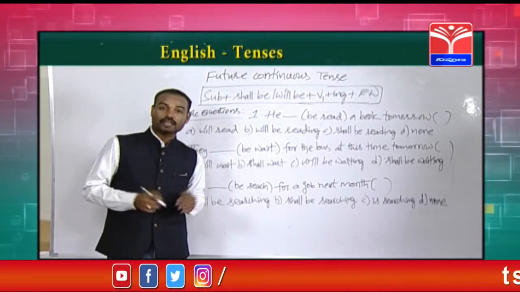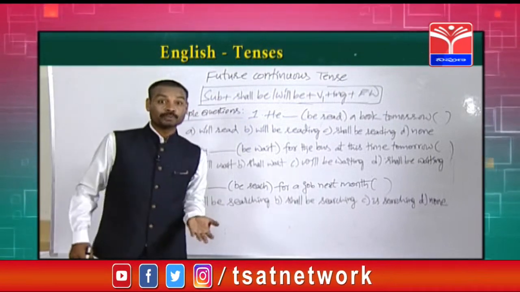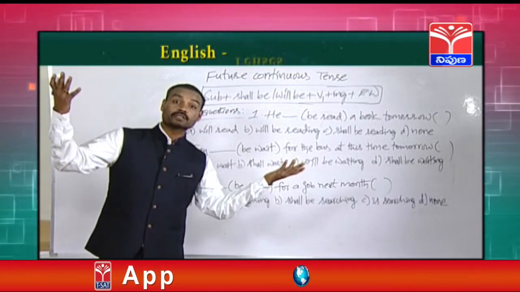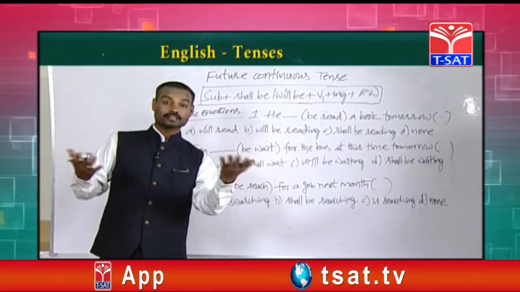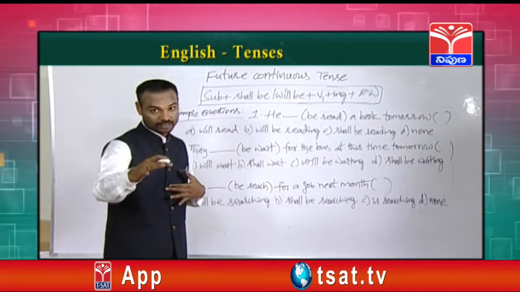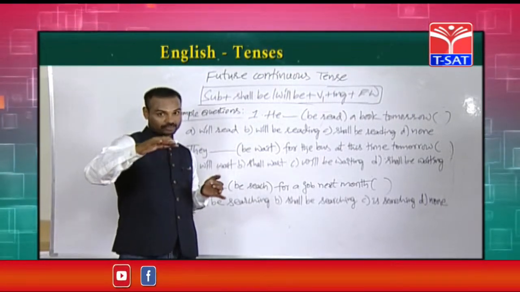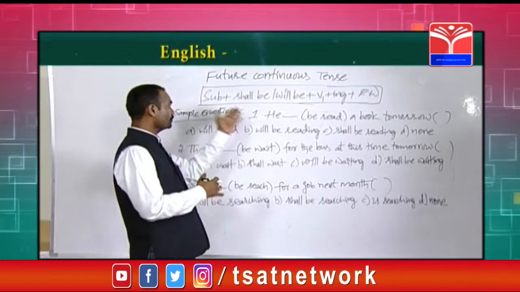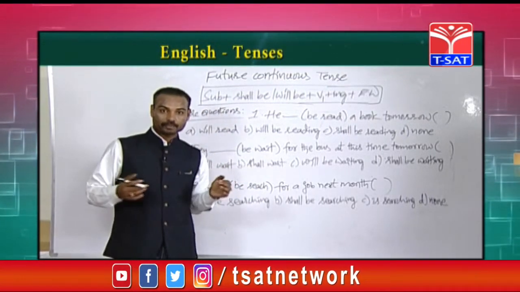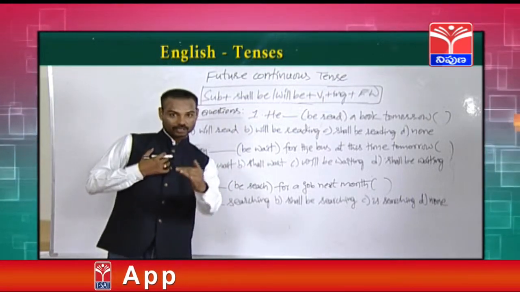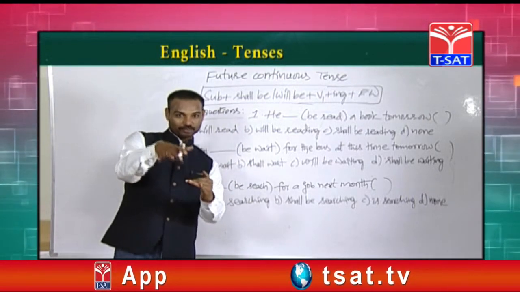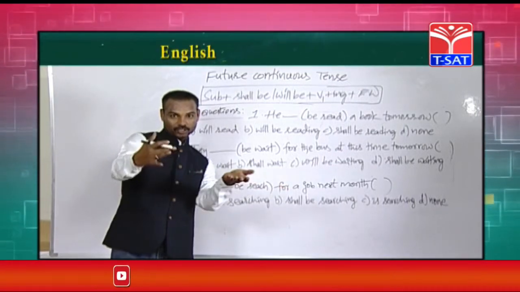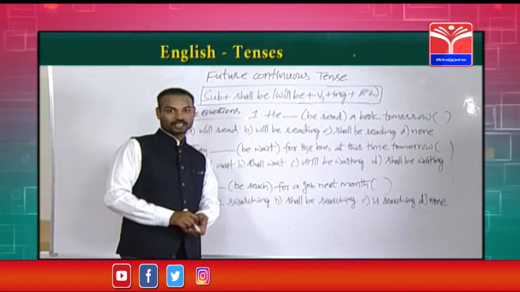Sometimes our friends will ask you, what will you be doing at this time tomorrow, or what will you be doing next week, next month, or next year. Sometimes we are asked such questions. When we are asked such questions, to answer these questions we should use future continuous only. For example, now you are listening to me. I am talking to you. This is called present continuous. I am teaching, I am taking this class now. Okay, you are listening to me. This is called present continuous.